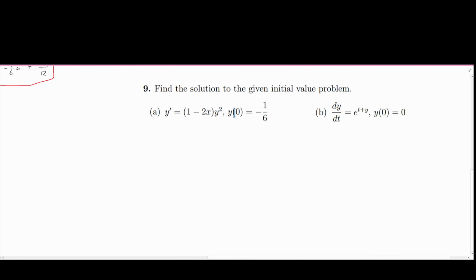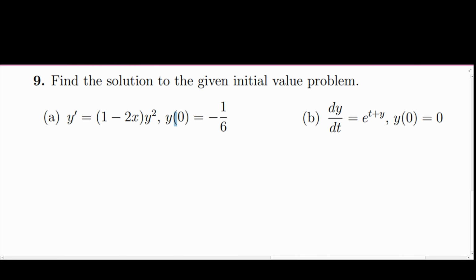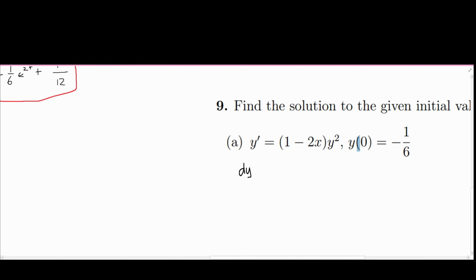For number 9, we're asked to find the solution to the given initial value problem. For a, we have y prime is equal to 1 minus 2x y squared. And the value that we have is y of 0 is equal to negative 1/6. Expanding this, we can see that we have dy/dx equals 1 minus 2x y squared.